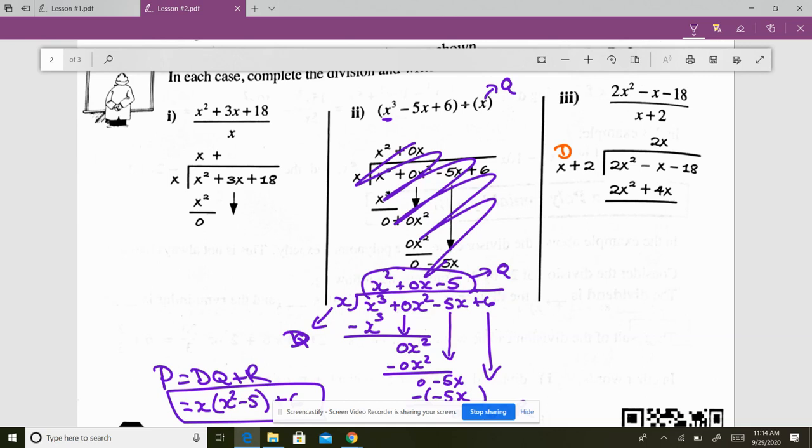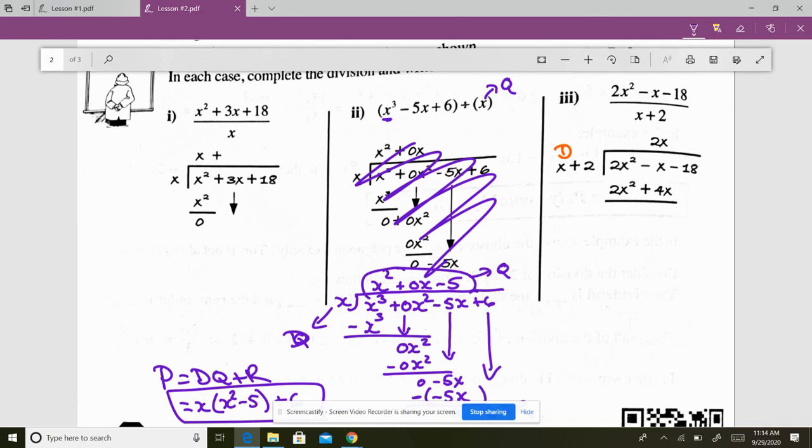So they go down in order, so just write it. So you go x, what do I multiply x by to get 2x squared? I've already done it for you. It's 2x, right? So then I go 2x times x is 2x squared. And you have to go 2x times 2, which is 4x. Is that okay?